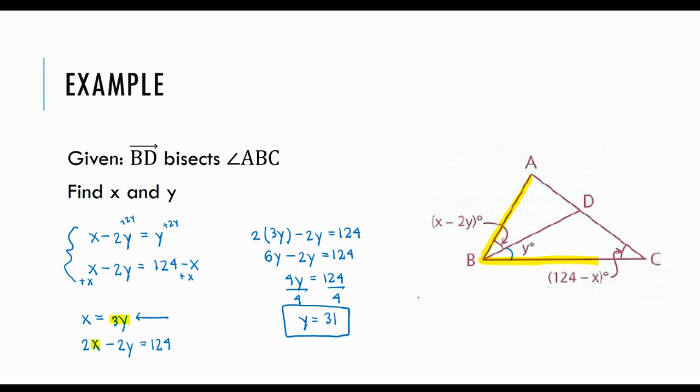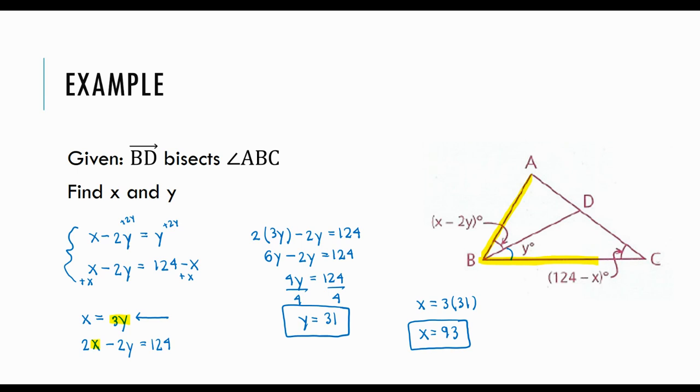So then I can solve for x by going back to the equation where x equals 3y. So plug in 31 for y, and x is going to equal 3 times 31, which is 93. Once again, it'd probably be a good idea to then go back and double check.